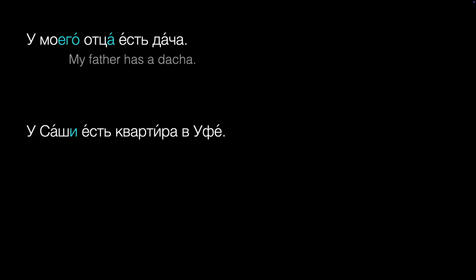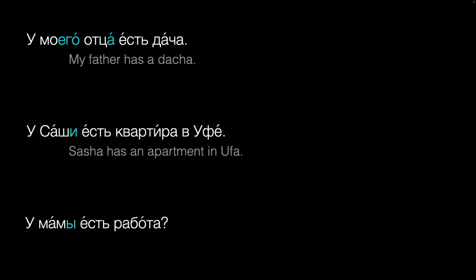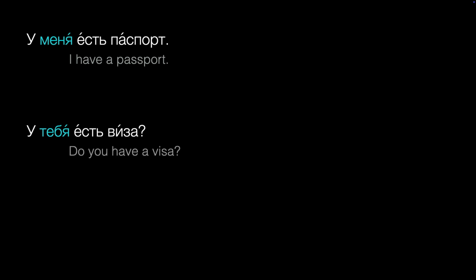У моего отца есть дача. У Саши есть квартира в Уфе. У мамы есть работа. У меня есть паспорт. У тебя есть виза? У Сергея есть деньги?